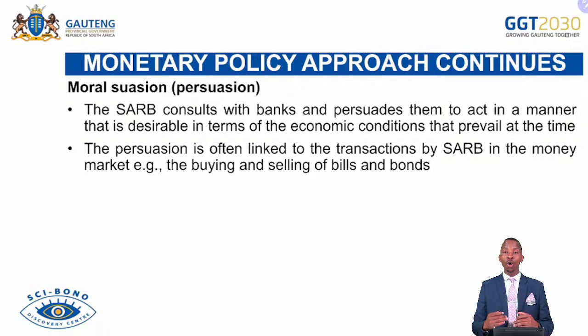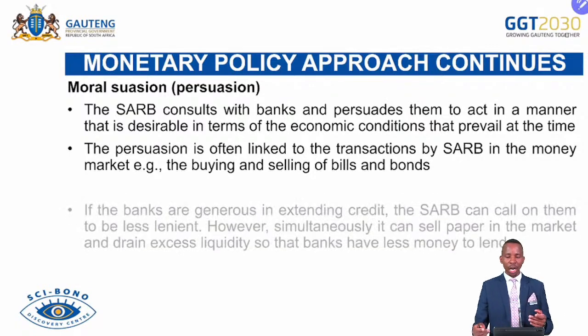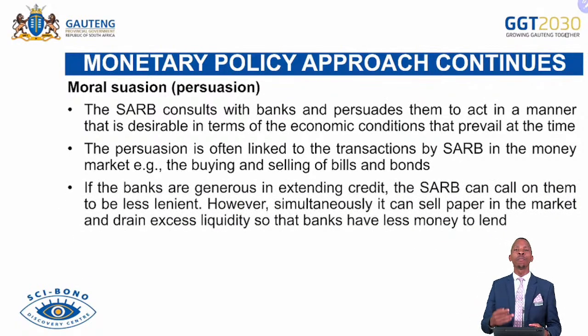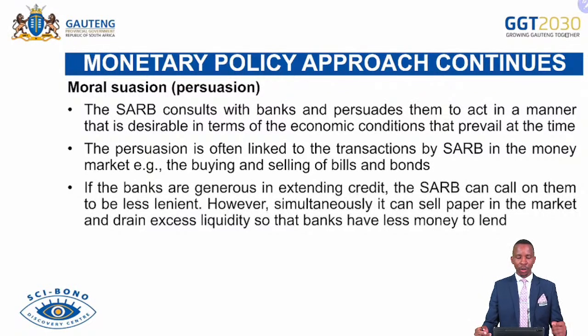But if the economy is doing badly, there is less money in circulation and less spending in the economy, the Reserve Bank will instruct commercial banks to be very lenient and ease moral pressure or moral persuasion to allow more credit creation. We know that people are always tempted to spend as they have more money. They spend money they don't even have within the banking or economic system. So, if banks are generous in extending credit, the South African Reserve Bank calls on them to be less lenient.